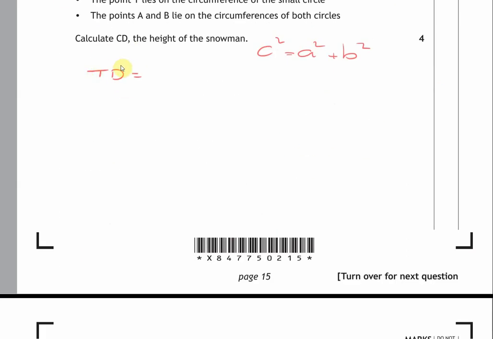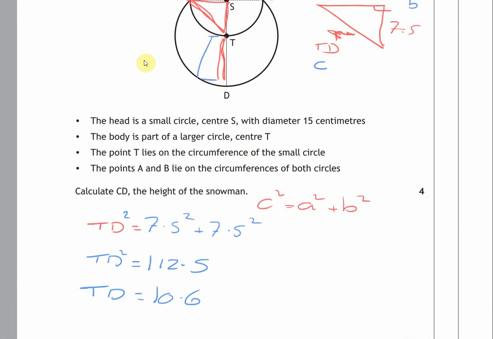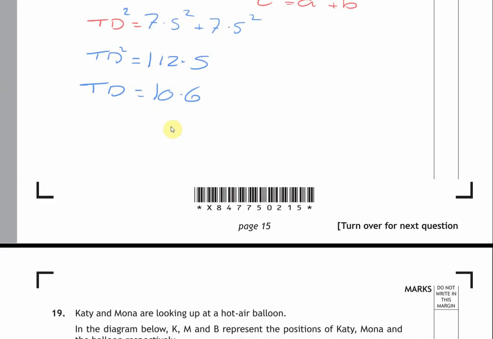So what we now say is that TD squared will equal 7.5 squared plus 7.5 squared. So TD squared is going to equal 112.5. So that means that TD is going to be the square root of that value, which is going to give us a value of 10.6. Now that means that the radius of the big circle, i.e. TD, is 10.6. So that means the total height is going to be the 15 from the small circle plus the 10.6 from the bigger circle. So that tells us that the value is going to be 25.6 centimetres high.